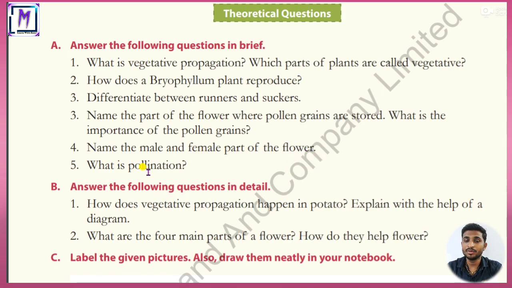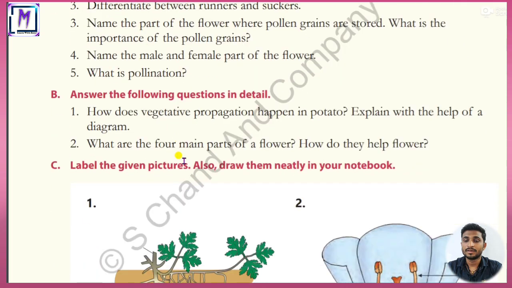Now see the next one and the last of this. What is pollination? As we know, pollination is the process in which the pollen grains are transferred from the stamen to the pistil. That means from the anther to the stigma. This process is called pollination.